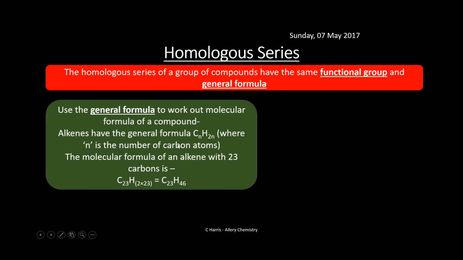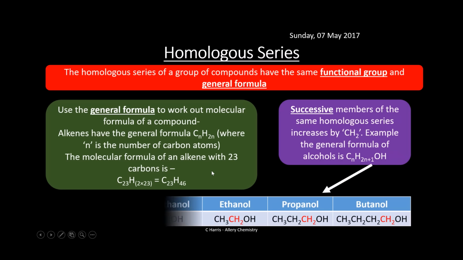So, for example, alkenes have this general formula, CnH2n. N is the number of carbon atoms. And the molecular formula of an alkene with 23 carbons is basically this. So we've got C23H2 times 23, because we've got, obviously, H2n. So n is just the number of carbons, so that's going to be 23. So this is going to be C23H46. So this is the general formula, and we're using this to work out the molecular formula that we'd seen before. Now, successive members of the same homologous series increase by CH2.